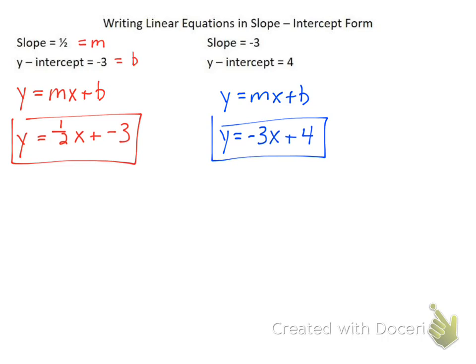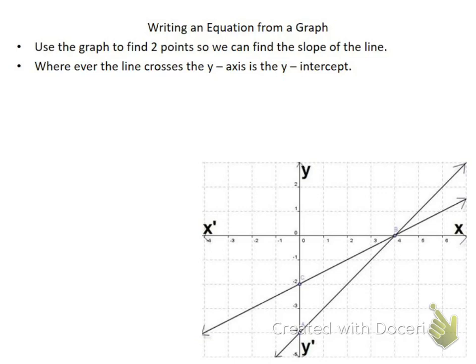Go ahead and flip over to the back of the notes. On the back of the notes, we can write an equation just by looking at a graph. To do this, first bulleted point, I want to use 2 points to find the slope. And then where the line crosses the y-axis is our y-intercept. So I'm going to do this line first, this line that I just highlighted in purple.